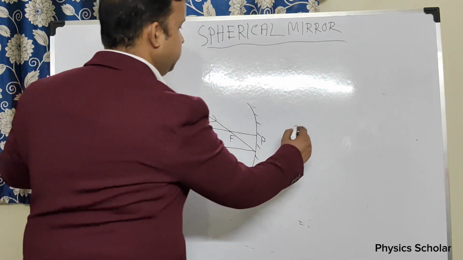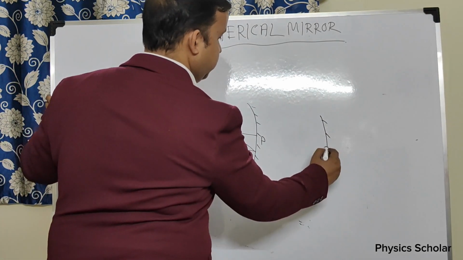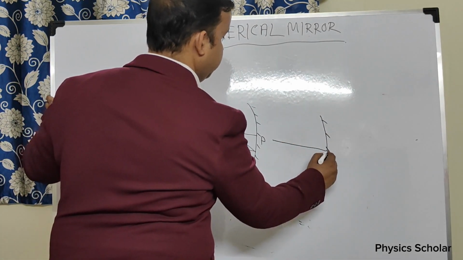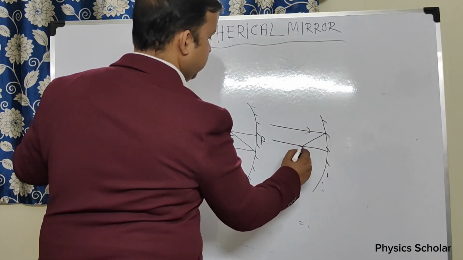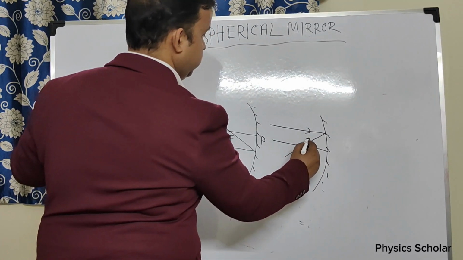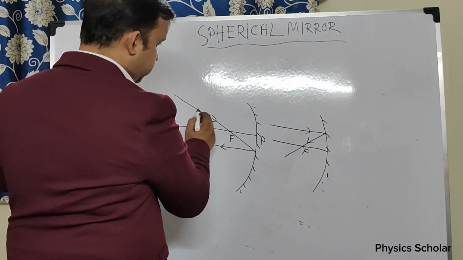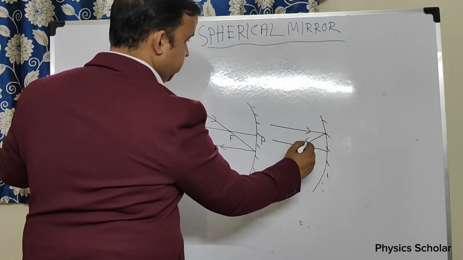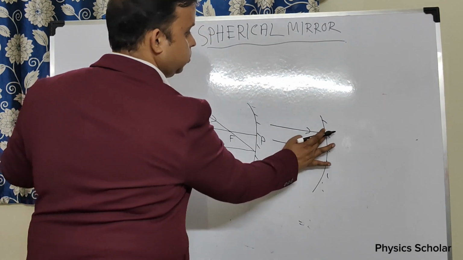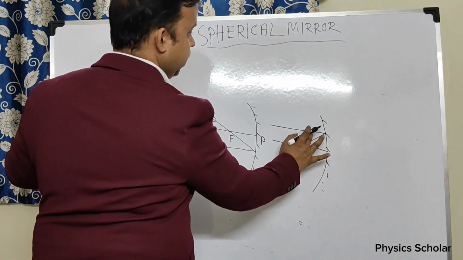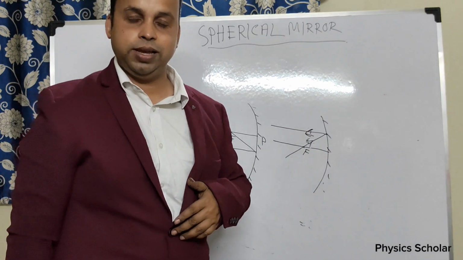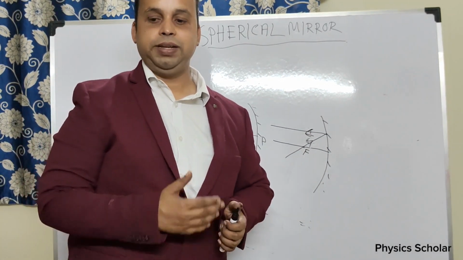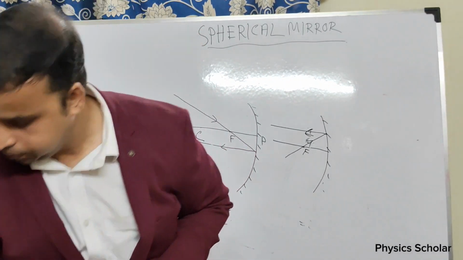You can find the similarities in the picture. When it is reflected, it will meet at the principal axis, and here it is just the reverse of the direction. If the ray is coming through the principal focus, after getting reflected, it will be parallel to the principal axis. So it is very easy to understand and very easy to remember.